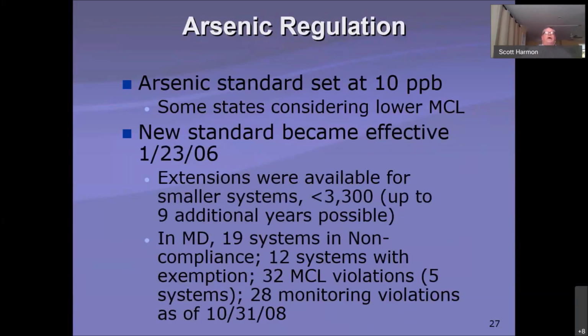Those extensions now are up, but in Maryland, 19 systems were in non-compliance, 12 systems with exemptions, 32 MCL violations for 5 systems, 28 monitoring violations as of October 31st of '08. So that was the direct effect that these rules had on some of the Maryland facilities. And for the Maryland facilities that had those violations, of course, you had to report that because it was part of your CCR and monitoring requirements.